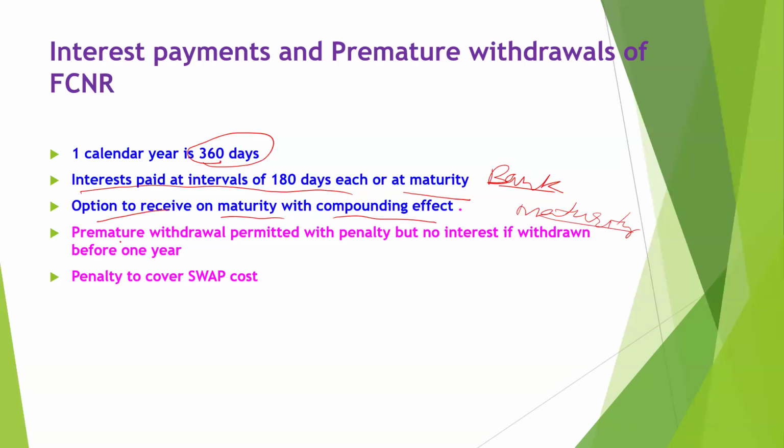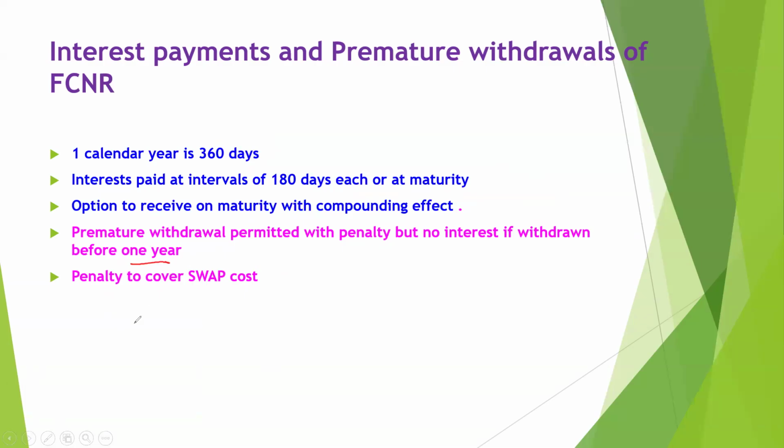Okay. Next is premature withdrawal, permitted with penalty, but no interest if withdrawn before 1 year. Penalty to cover swap cost. So this penalty will also cover the swap cost, whatever the cost that is happening. So here, what is written is 1 year. Before 1 year, if anybody is closing, in that case there will be no interest payment. So minimum the FCNR deposit should run 1 year.